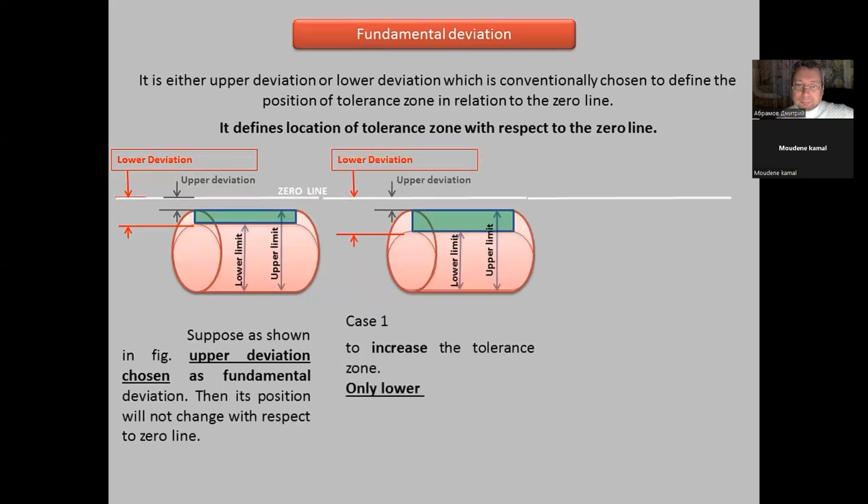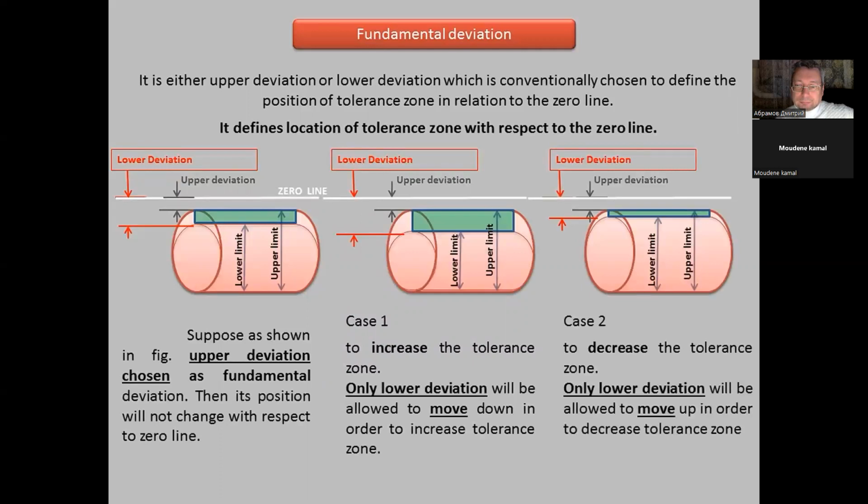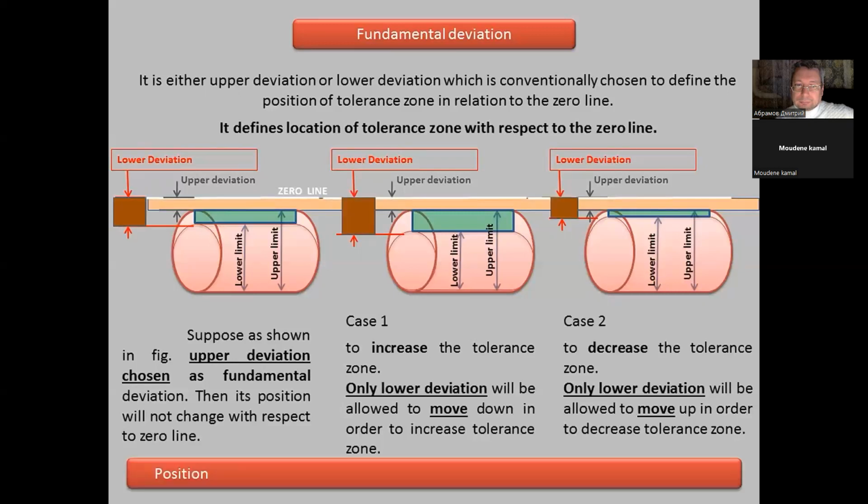Case 1. To increase the tolerance zone, only lower deviation will be allowed to move down. Case 2. To decrease the tolerance zone, only lower deviation will be allowed to move up. So you can see in this figure, upper deviation is constant in both cases, but lower deviation is varying as per requirement. So the position of fundamental deviation is fixed with respect to the zero line in both cases.